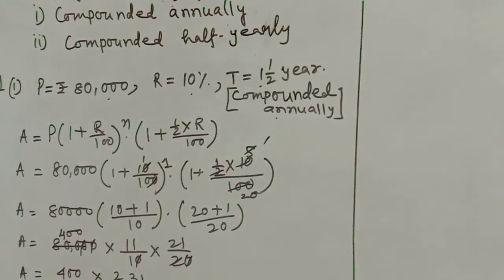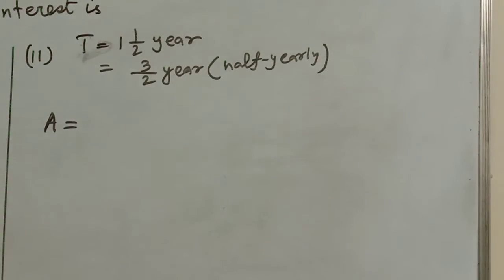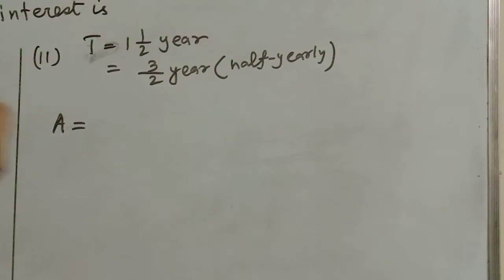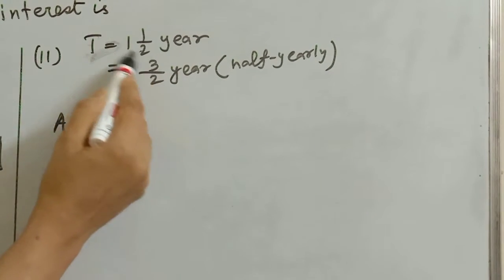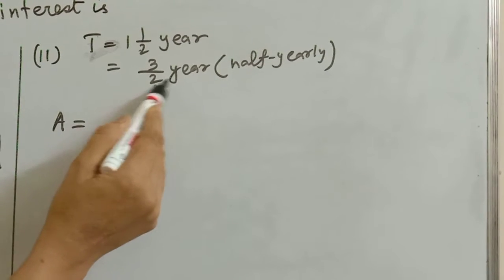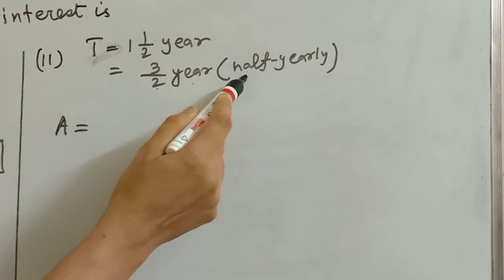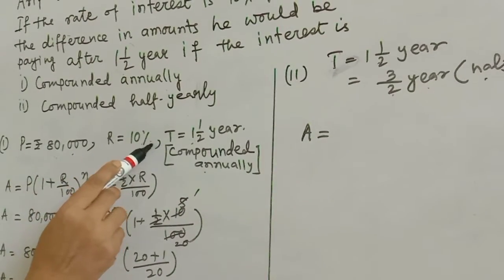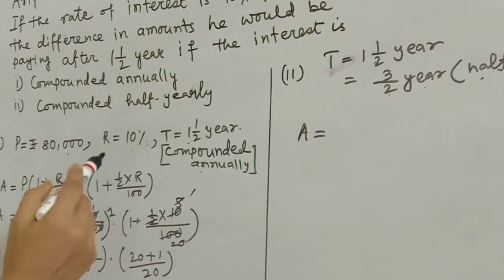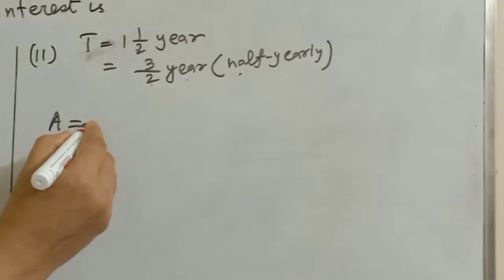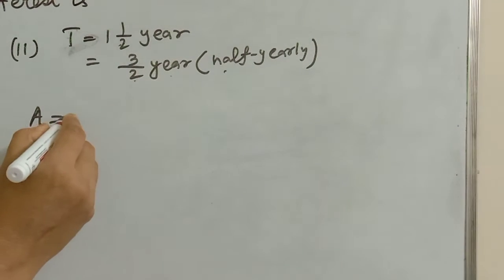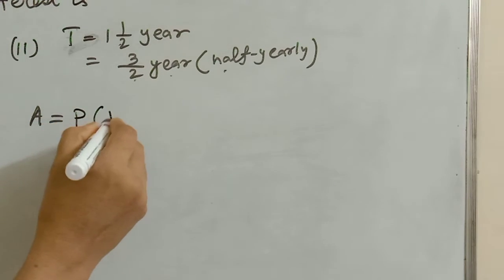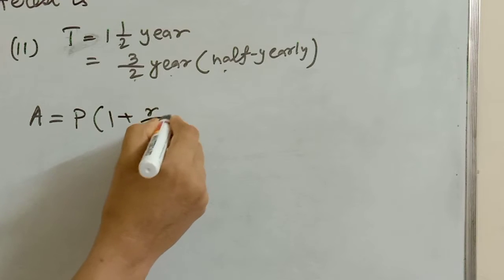Now for the second case, now for the second part compounded half yearly. So time is 1.5 years as it is given here in the question. That means if you make it an improper fraction, 3 by 2 years, and mention that it is half yearly compounded. Principal 80,000, rate percent 10%. So same we have to give now compound interest amount for the half yearly compounded. You know that the formula is principal into 1 plus r by 200 whole to the power 2n.